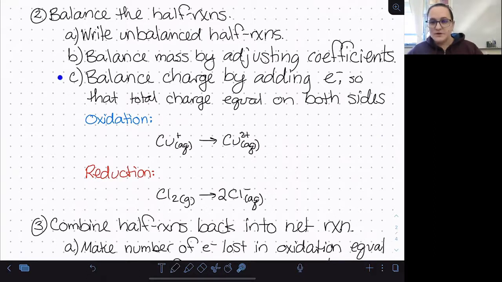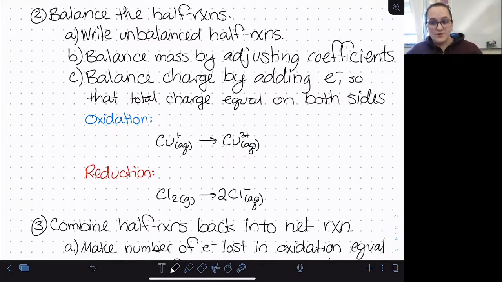Then the part that's new to us is balancing the charge by adding electrons. So the total charge is equal on both sides. The total charge of the reactants needs to be equal to the total charge of the products, and we add electrons in order to balance those out. So currently in our oxidation reaction, we have +1 on the left and +2 on the right.